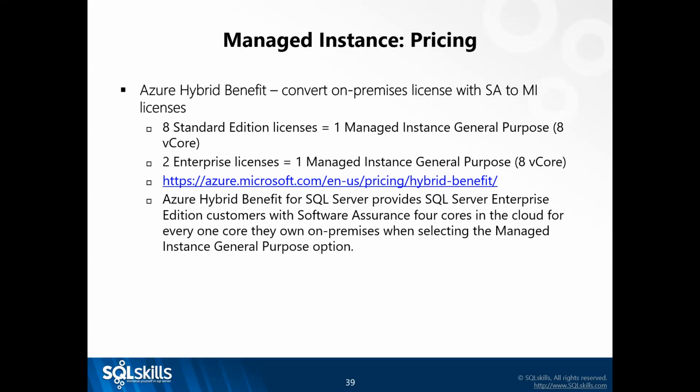So for a managed instance, I can take 8 standard edition licenses, and that's 8 general purpose vCore, or 2 enterprise licenses, and that's an 8 vCore managed instance. Same with SQL Database. It's 1 standard is 1 general purpose, 1 enterprise is 4 general purpose. So that allows you to bring on-premises licenses and use those in Azure SQL Database, your elastic pools, or managed instance. Before that, with the DTU pricing, the SQL Server license is built into that. So for those early adopters, they either had to reuse those on-premises licenses or forego those.